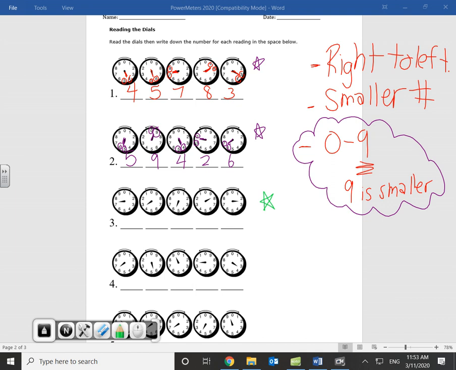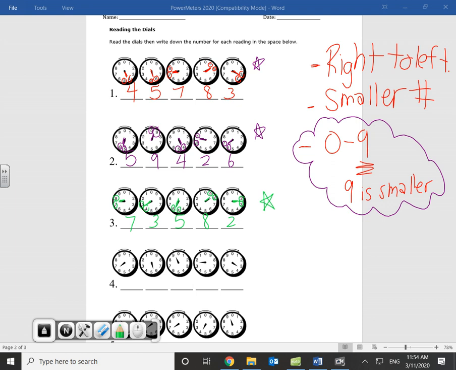We're completely on board. So, on number 3, we're looking at the needle. We're between 2 and 3. 2 is the smaller number. Next needle, we're looking at 9 and 8. 8 is the smaller number. Next needle, we're looking between 6 and 5. 5 is the smaller number. Next needle, we're looking at 3 and 4. 3 is the smaller number. And finally, the last needle, 8 and 7. 7 is the smaller number.